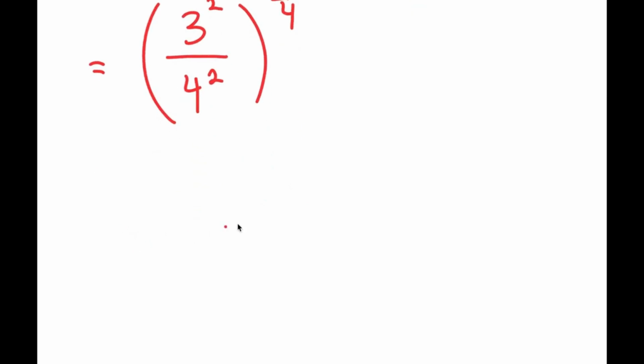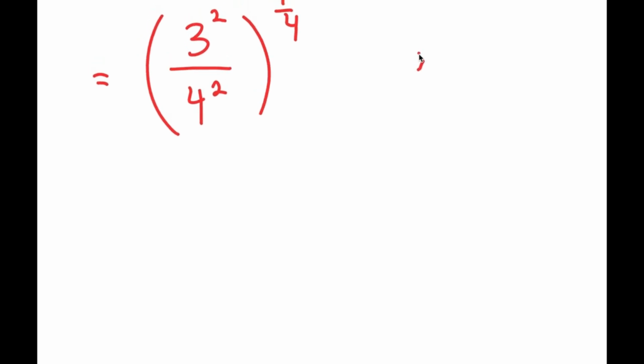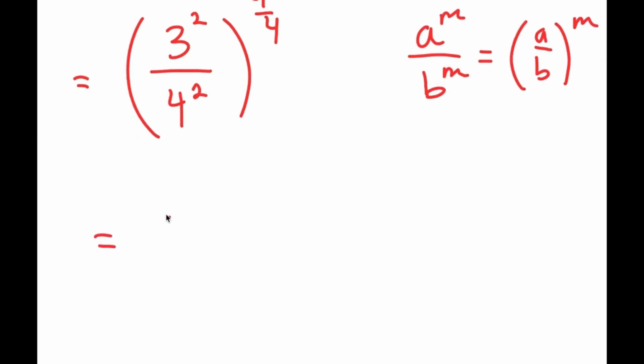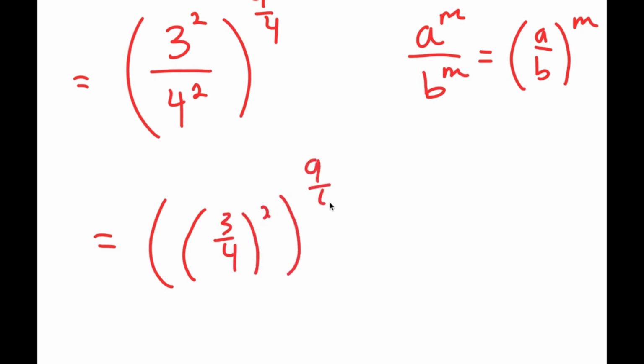And the reason I did this is because if I have something in the form a^m over b^m, this is equal to (a/b)^m. So in this case, this turns into (3/4)^2, and I have this to the power of 9/4.